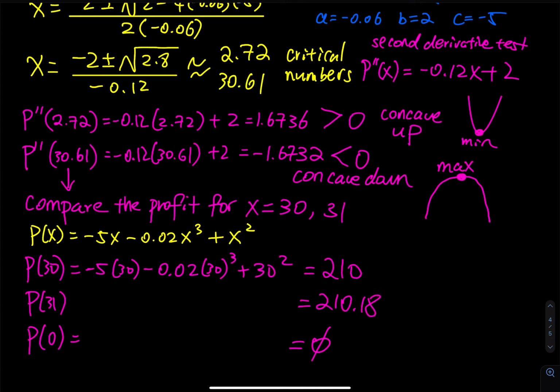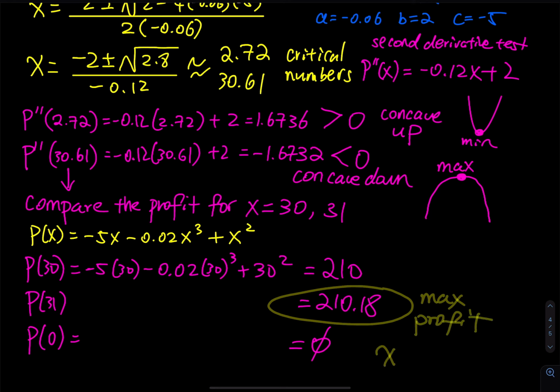So where is the maximum profit? The maximum profit is right over here. So this is the maximum profit, x equals 31 units. So when you produce 31 units, you have your maximum profit. So the lesson is, we are not going to round up or round down. We will test both. Test the 30 and the 31 to see what the maximum profit is, because we don't want to let the 18 cents go.